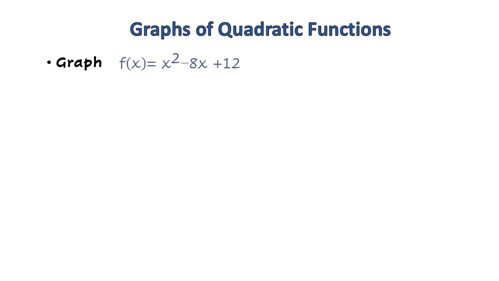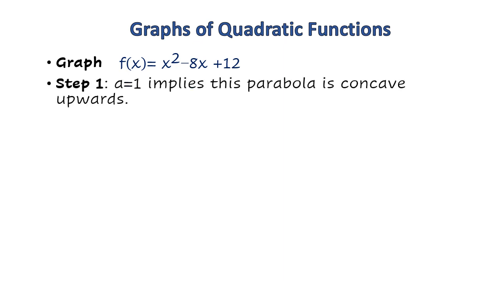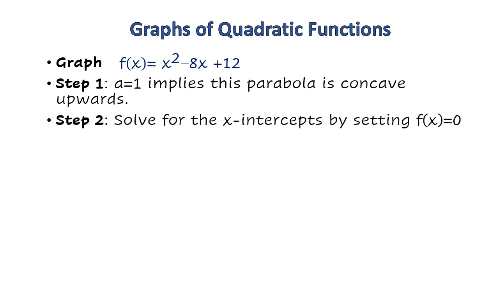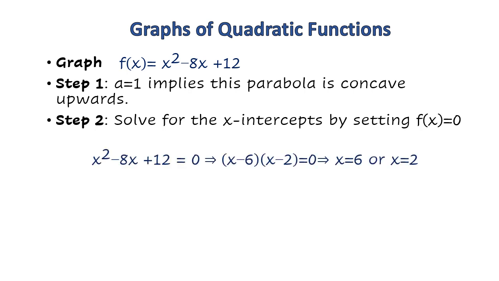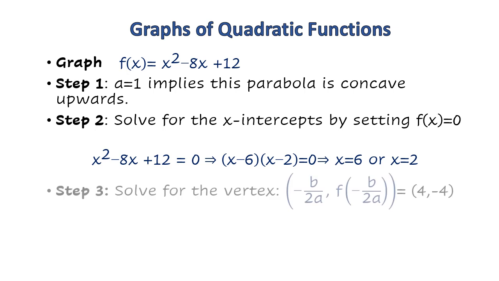So let's take the first example. We need to graph f of x equals x squared minus 8x plus 12. First of all, a is positive. A is always the number attached to x squared, so the parabola is concave upward. We need to solve for the x-intercepts: set f of x equal to 0 and solve for x. Therefore, the x-intercepts are 6 and 2.